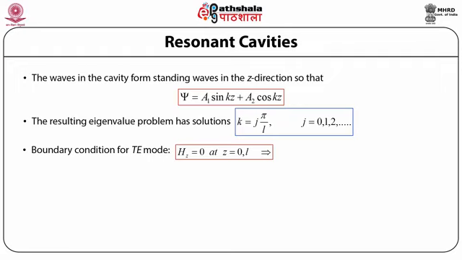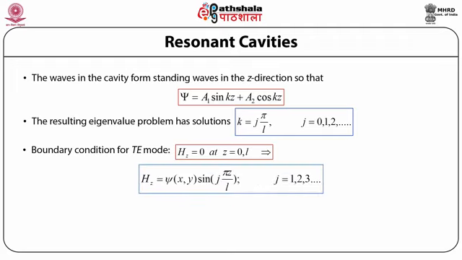We can then write the z component of the magnetic field as given by psi as a function of x and y times sine of j pi z by L, where j is equal to 1, 2, 3 and so on, an integer.